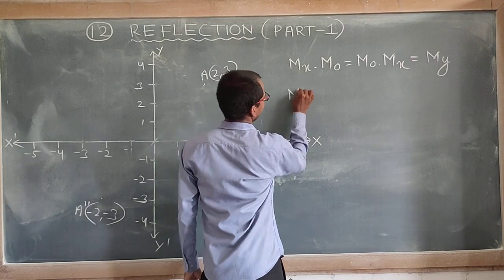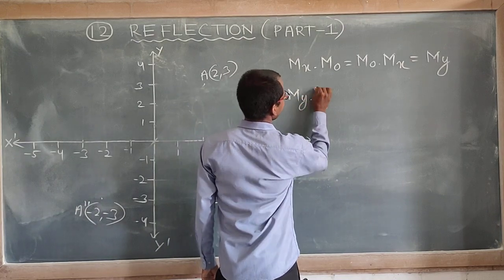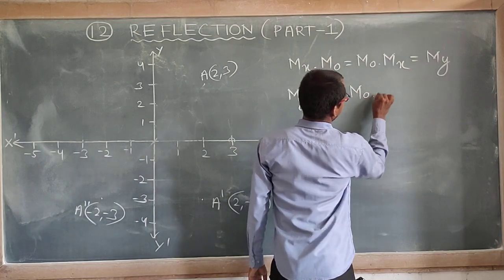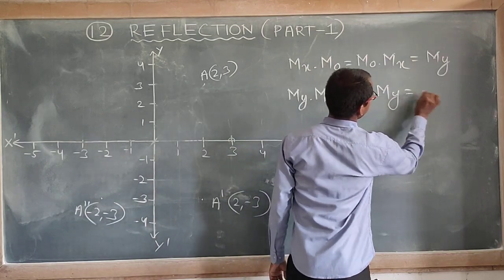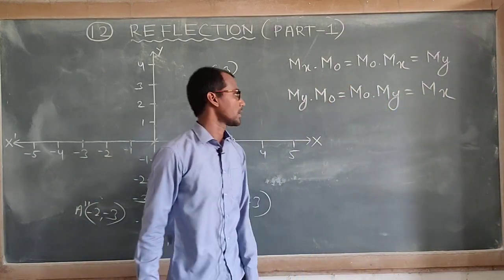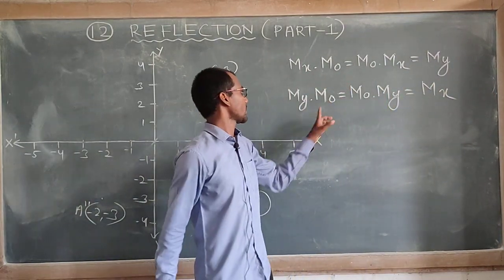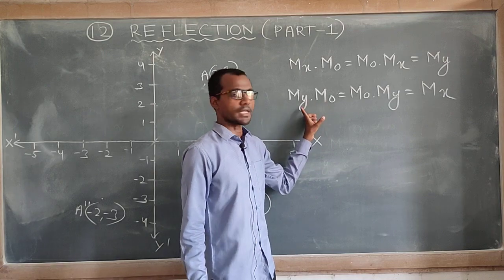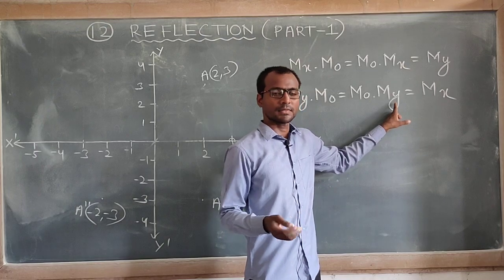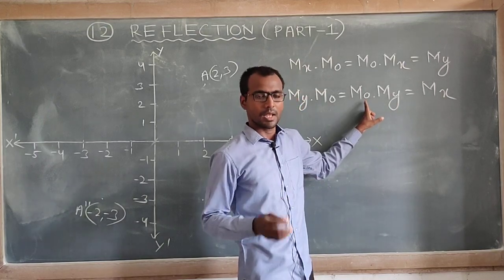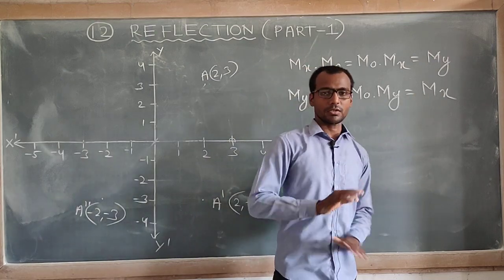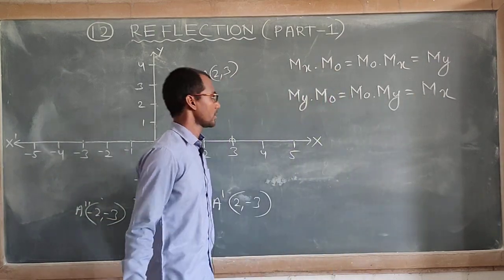Similarly, My into Mo is equal to Mo into My is equal to Mx, means reflecting a point first in the origin and then in the y-axis is same as reflecting the point first in the y-axis and then in the origin, and that is same as reflecting the point directly in the x-axis. All are same.